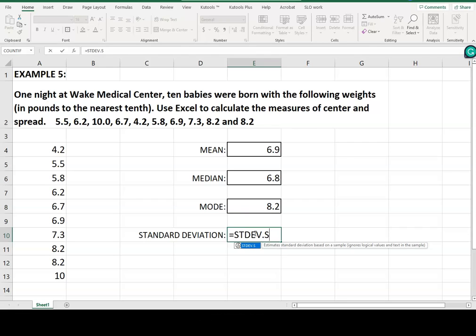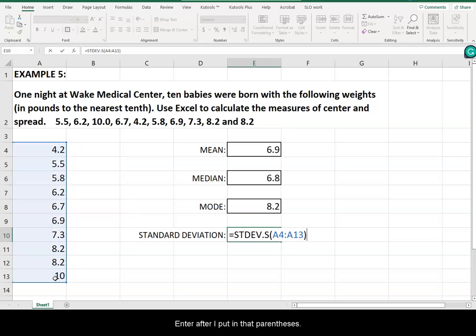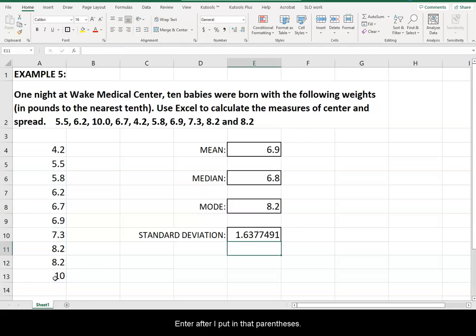It's for this. Okay, so parentheses, and then highlight our data, and enter after I put in that parentheses. So our standard deviation, 1.6377. Now all of our other values, even our data, was rounded to the nearest tenth. So I'm going to have Excel round that to the nearest tenth. So I'm going to decrease my decimal. So standard deviation of about 1.6.